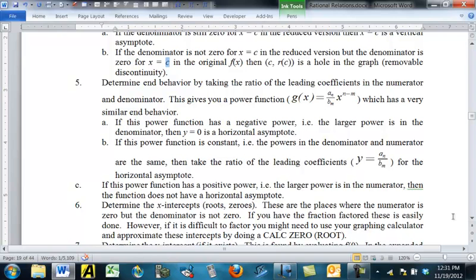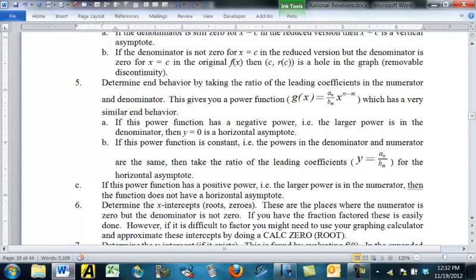rational function. If this power function has a negative power, in other words, the larger power is in the denominator, then y equals 0 is a horizontal asymptote. If the power function is constant, in other words, the powers in the numerator and denominator are the same, take the ratio of the leading coefficients for the horizontal asymptote.